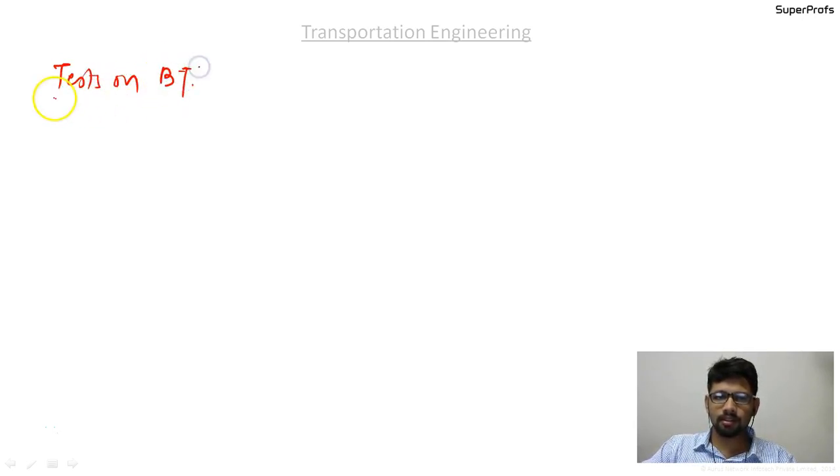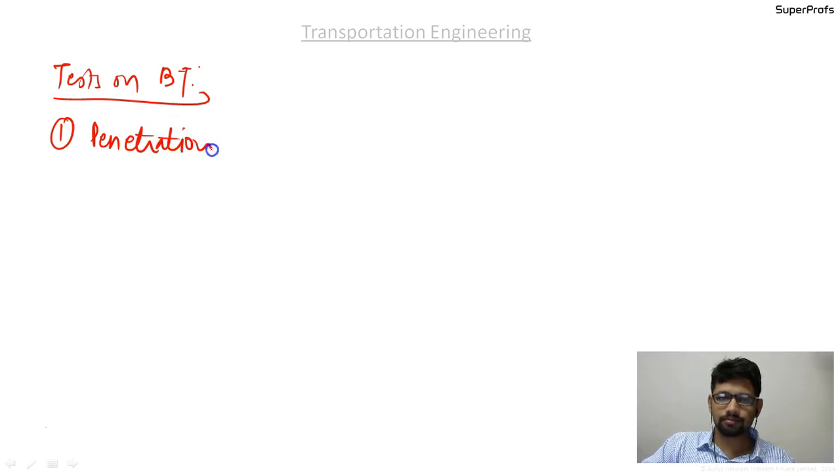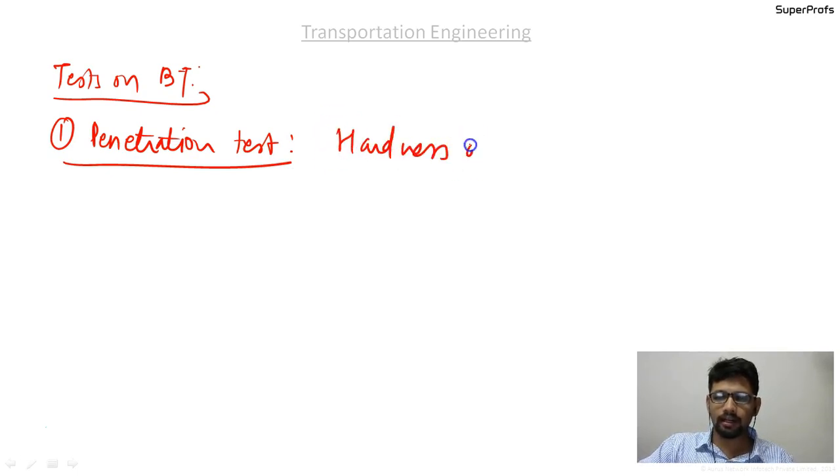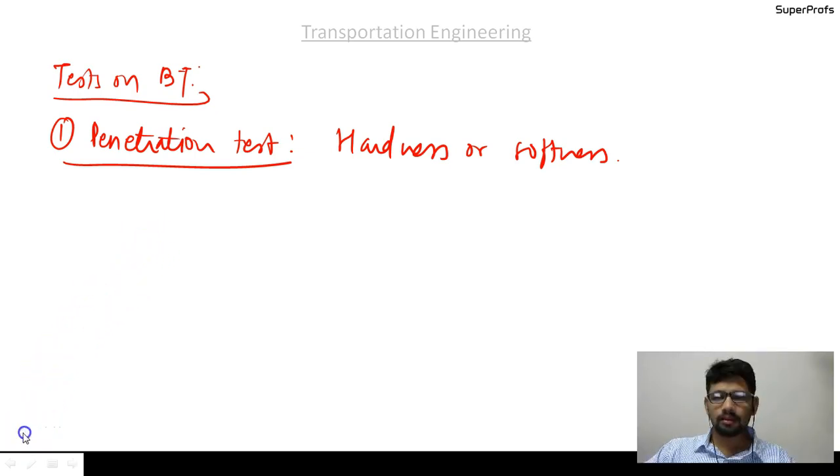First test is penetration test. It is to determine the hardness or softness of bitumen, and it is measured by the depth of penetration of the standard loaded needle.